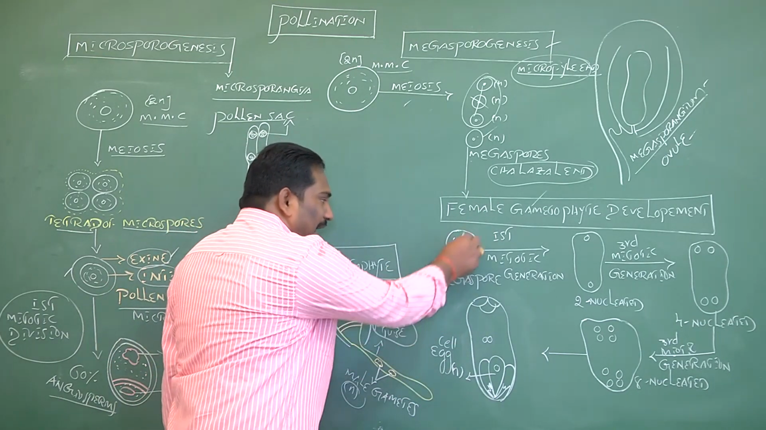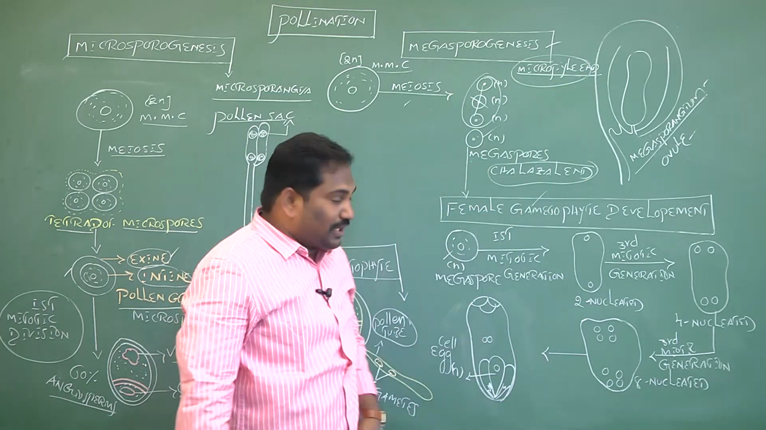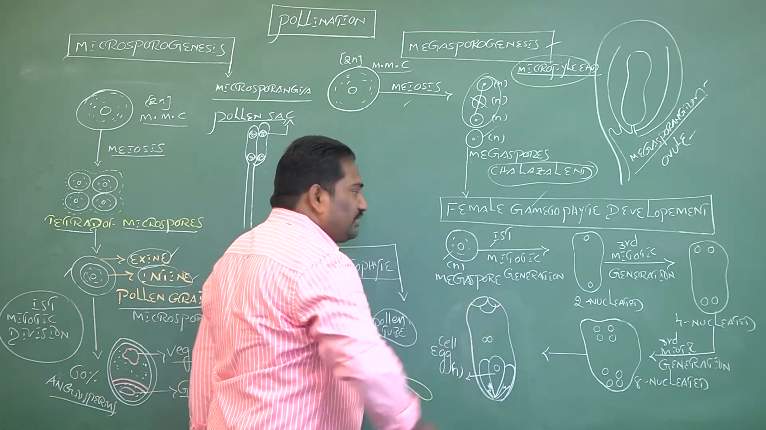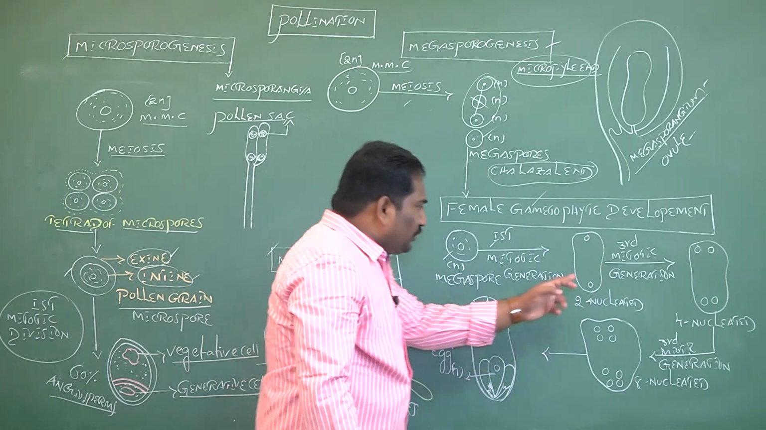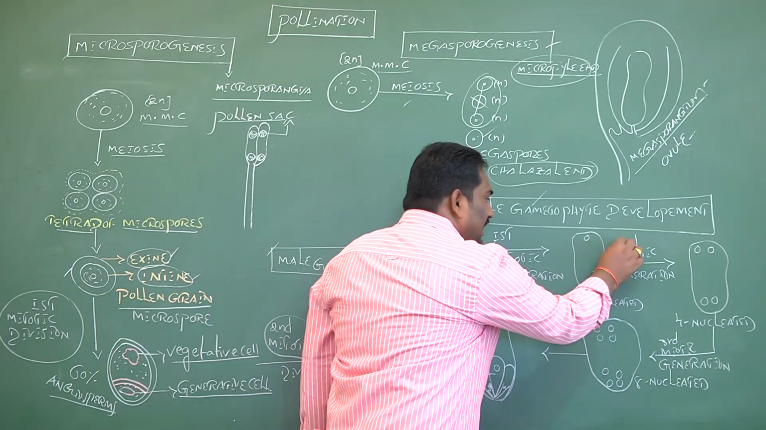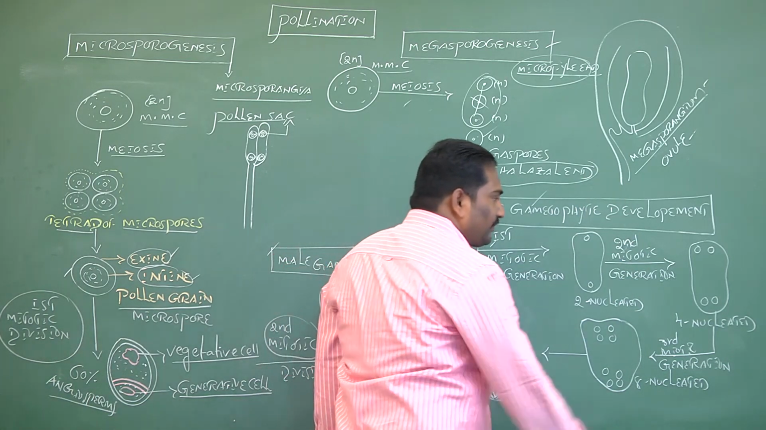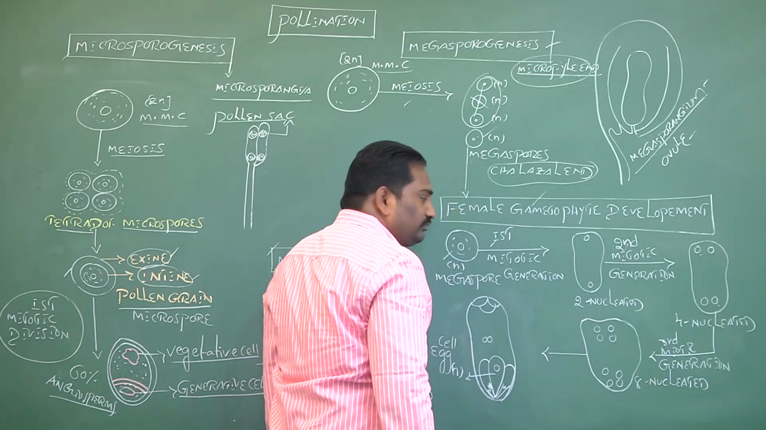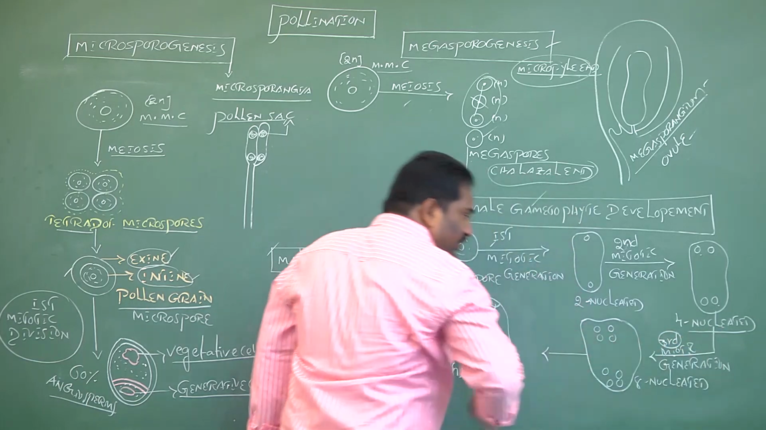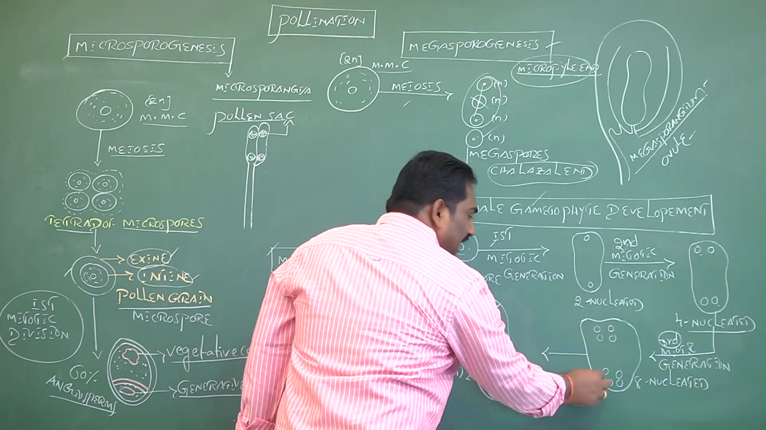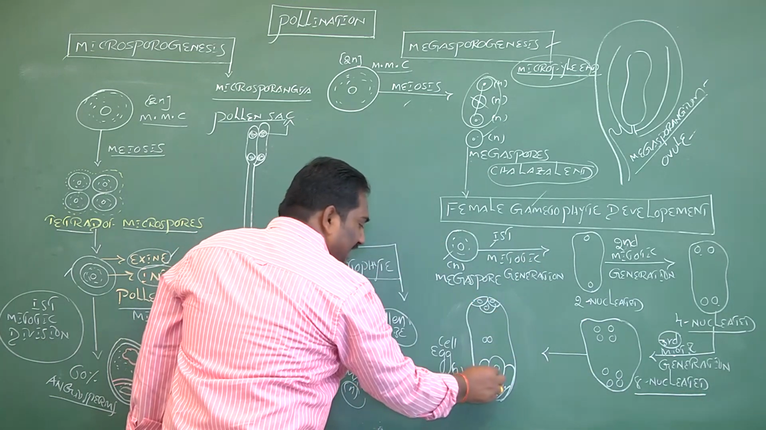Now the single haploid functional megaspore, located towards the chalazal end of the megasporangium or ovule, undergoes the first mitotic division to produce a 2-nucleated embryo sac. This 2-nucleated embryo sac undergoes a second mitotic division to form a 4-nucleated embryo sac. Now this 4-nucleated embryo sac undergoes a third mitotic division. It produces an 8-nucleated embryo sac. This is the 8-nucleated embryo sac.